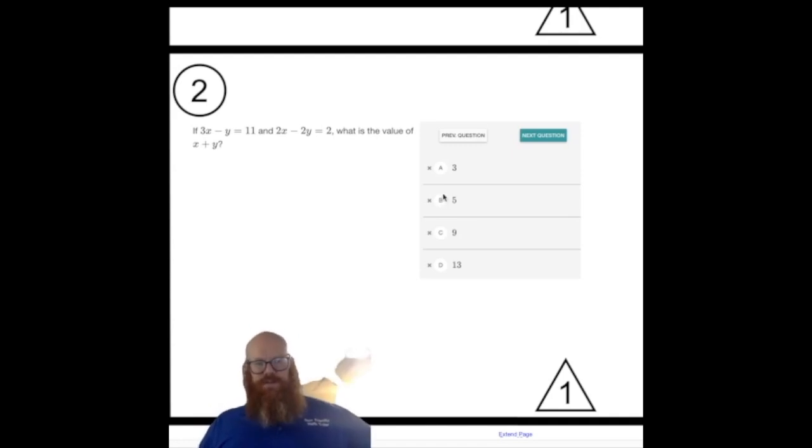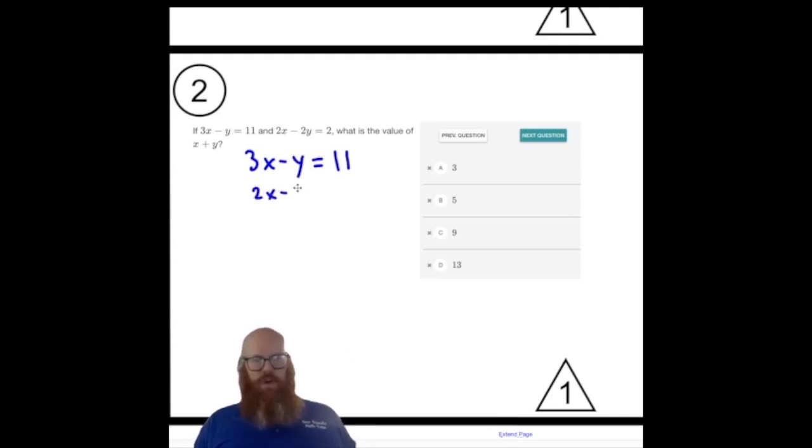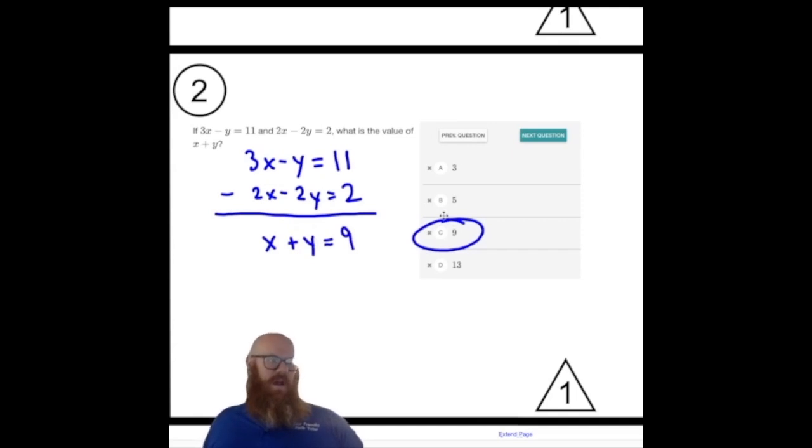we could use Desmos, but I am going to choose to do it a different way. And this is really, again, throw it into Desmos and add x plus y. I totally get that. But I also want to go through different things to look for that could save time. And look what happens if I simply just subtract these two equations. 3x minus 2x is x. And negative y minus negative 2y is negative y plus 2y, which is plus y. And 11 minus 2 is 9. And you just get the answer.